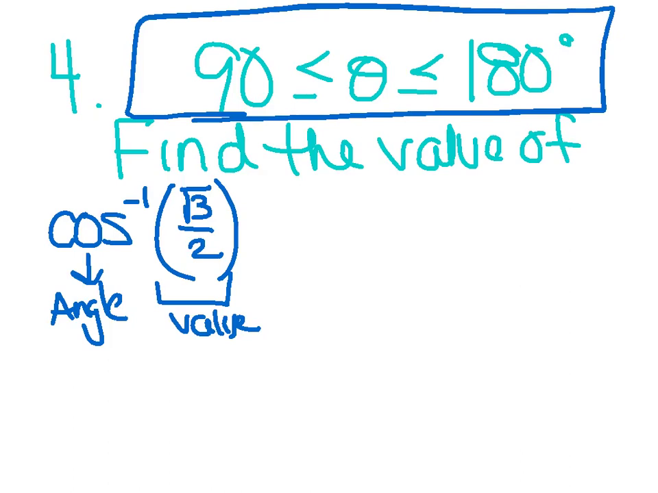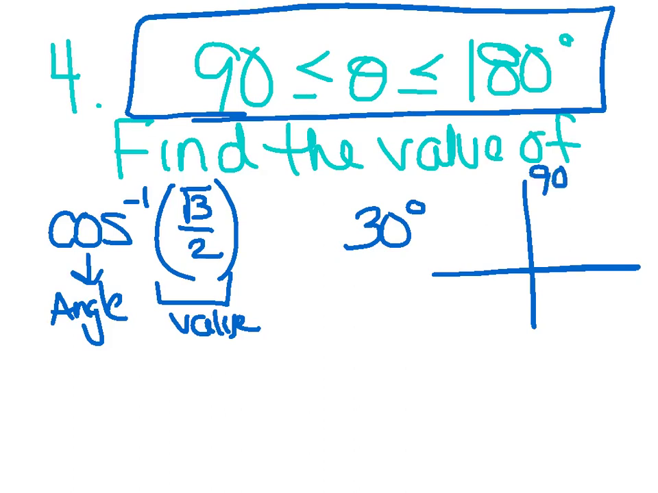What angle pops in your head when you see cosine and radical 3 over 2? So close your eyes, picture the table. Hopefully you're thinking 30 degrees. But now think about that answer. Does 30 degrees fall between 90 and 180? Gosh, no. So here's what I'm going to do. I'm going to draw this out because I know I have to give an answer between 90 and 180.